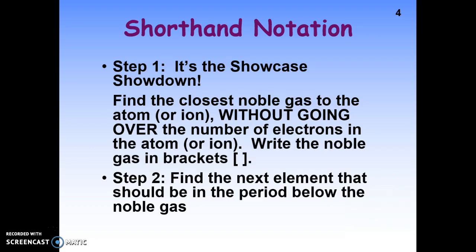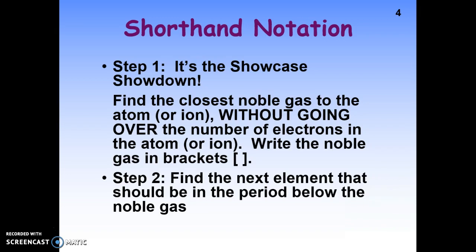So step 1. Find the closest noble gas to the atom or ion without going over. That means you can't go over the number of electrons in the ion that you're talking about. You always have to go back and not forward. So you always want it to be less than the number of electrons in the atom that you already have. So you're going to write that noble gas in brackets. That stands for the noble gas's electron configuration.